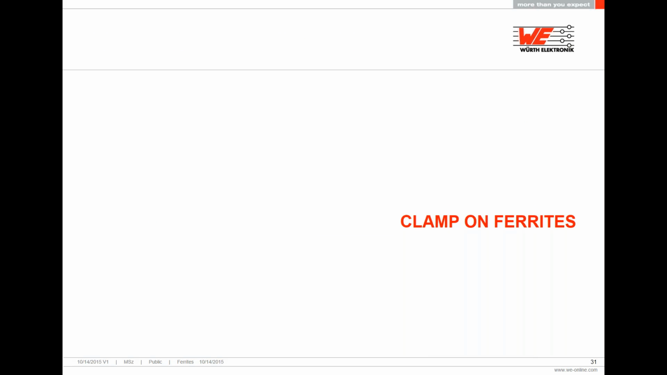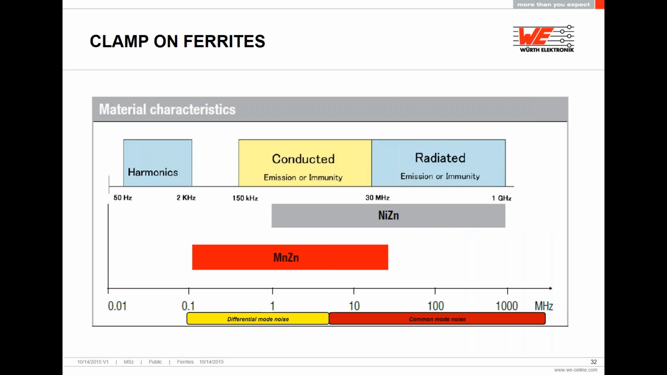Now let's see how our clamp-on ferrites are able to help you with the noise that you might find in your projects. We make our clamp-on ferrites with two different materials. We have a manganese zinc and we have a nickel zinc. This slide provides pretty much a guideline for which material to use depending on which situation you are in. As I have stated previously, there are always exceptions, but this is what we find to be typical.